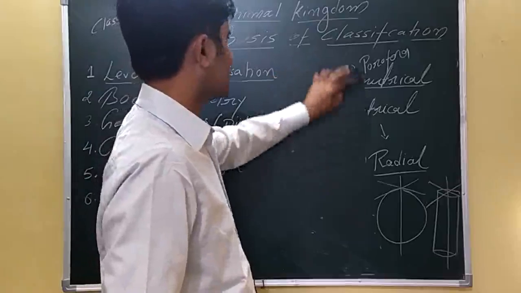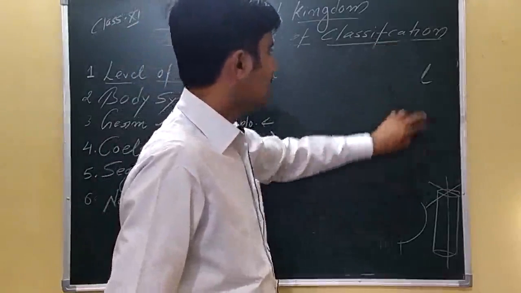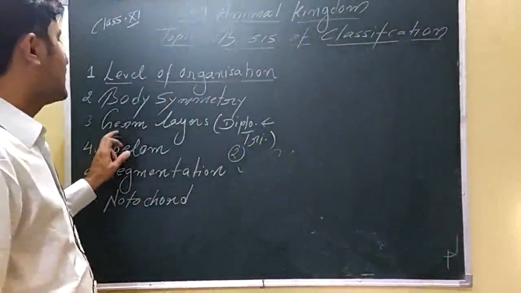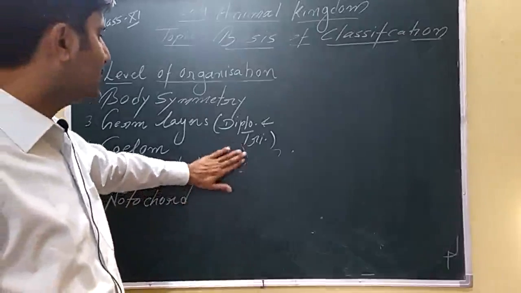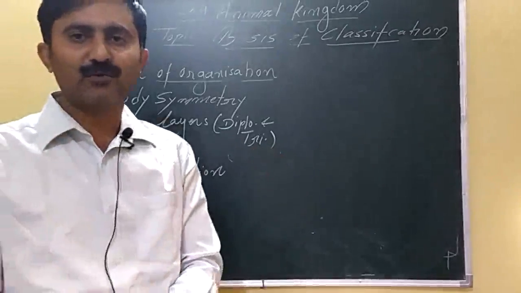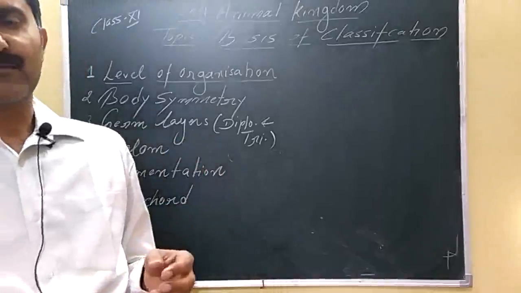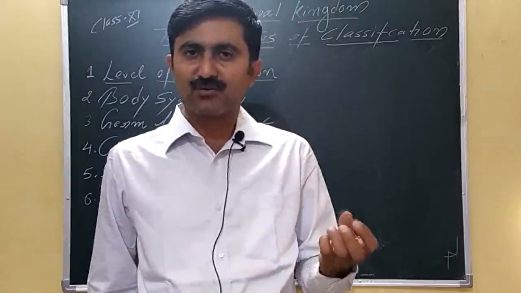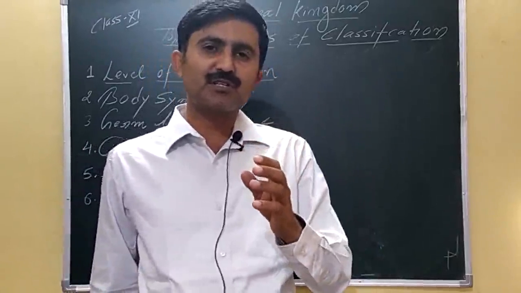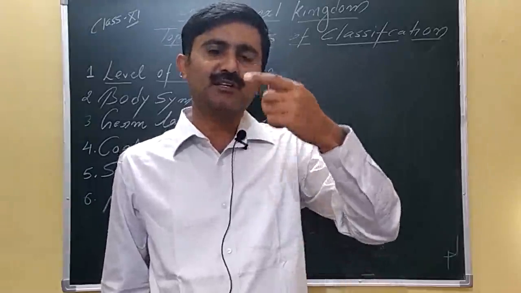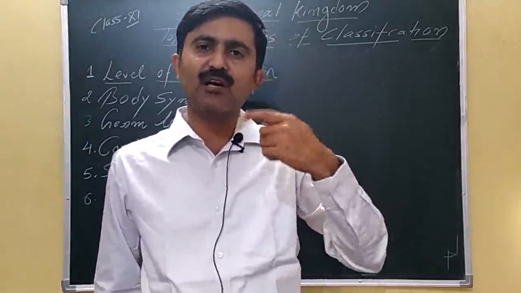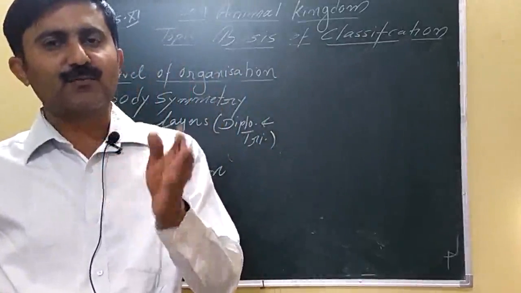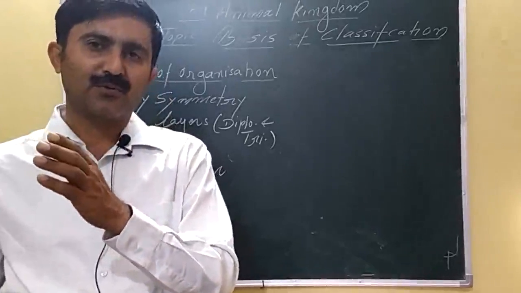The third basis used for the classification of animals is germ layers, or we use the words diploblastic and triploblastic. Germ layers develop when the zygote divides and develops into different stages like blastula and gastrula. So during gastrulation there is formation of layers in embryonic development. These are called germinal layers or embryonic layers, which are formed during development of the embryo.